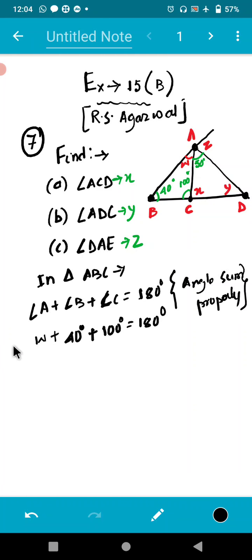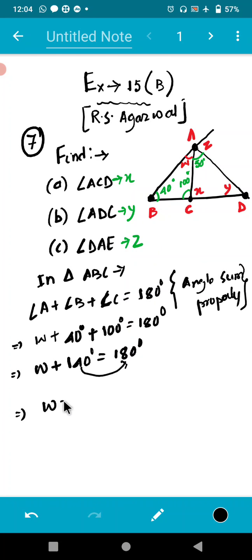Now, add these two. So, W plus 140 degrees equals 180 degrees. Now, we will transpose this 140 degrees to this side. In this way, we will get the value of W. So, 180 degrees minus 140 degrees. So, the value of W is 40 degrees. Okay. Now, let us find out the value of X.